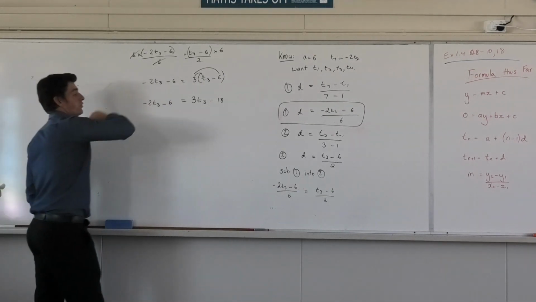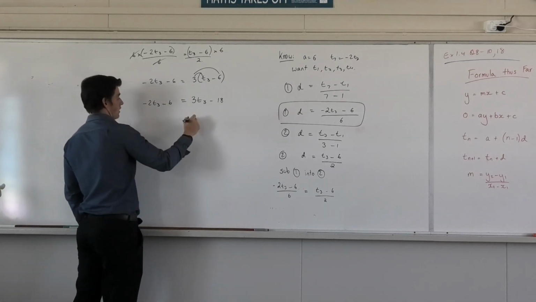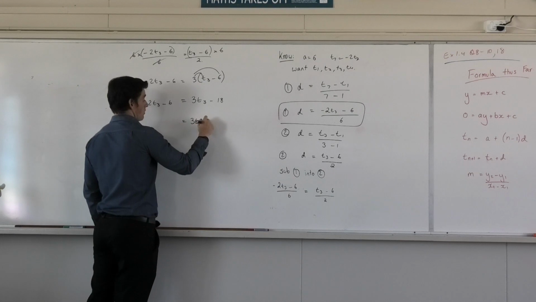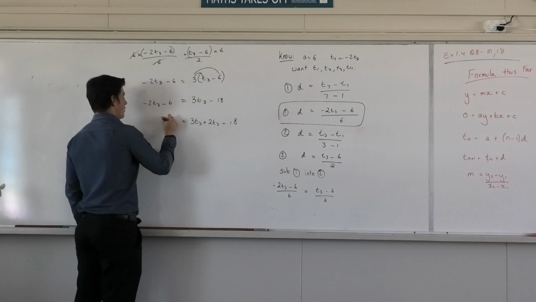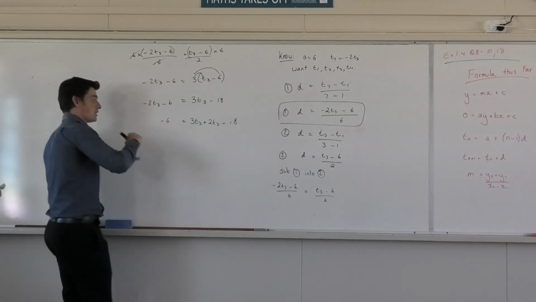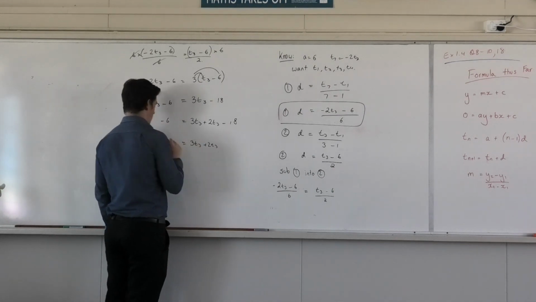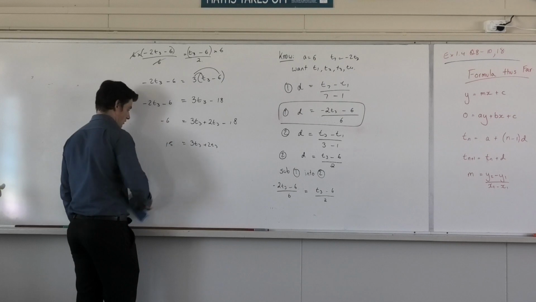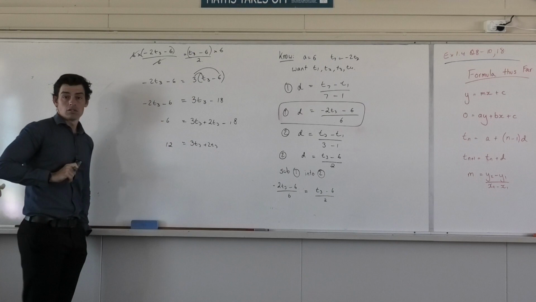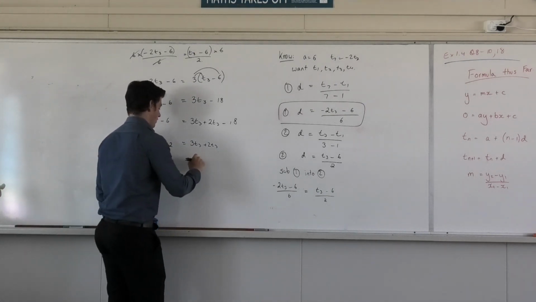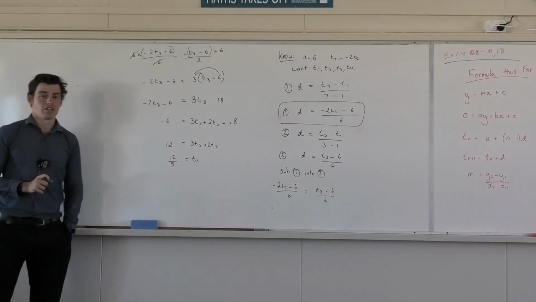I'm going to take all my T3s to one side and all my numbers to the other side. So that's going to leave me with 3 T3 plus 2 T3 equals, negative 6 plus 18 is 12. So we've got 5 T3 equals 12, so T3 equals 12 over 5. Did a little bit of jumping there, but I figure you can figure that out.